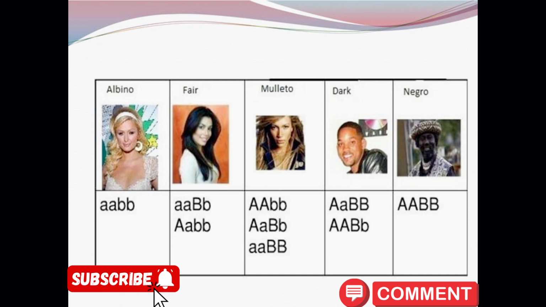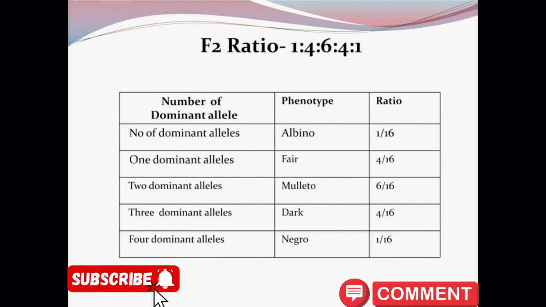You can easily understand from this table. The F2 ratio of 1:4:6:4:1 is obtained. So phenotype and ratio depend upon the number of dominant alleles. With no dominant alleles, albino is produced, 1 out of 16. One dominant allele, fair, is 4 out of 16. Two dominant alleles, known as mulatto, is 6 out of 16. Three dominant alleles, with phenotype dark, is 4 out of 16. And four dominant alleles, which is Negro, is 1 out of 16.